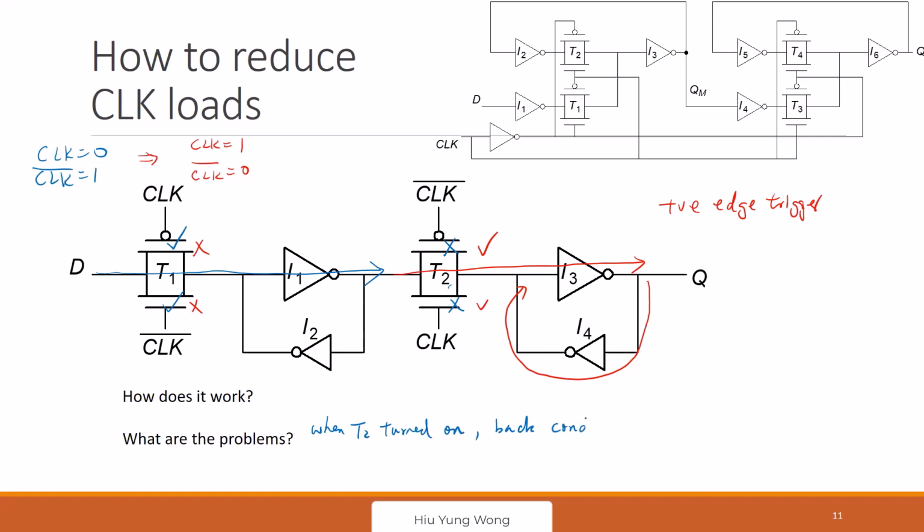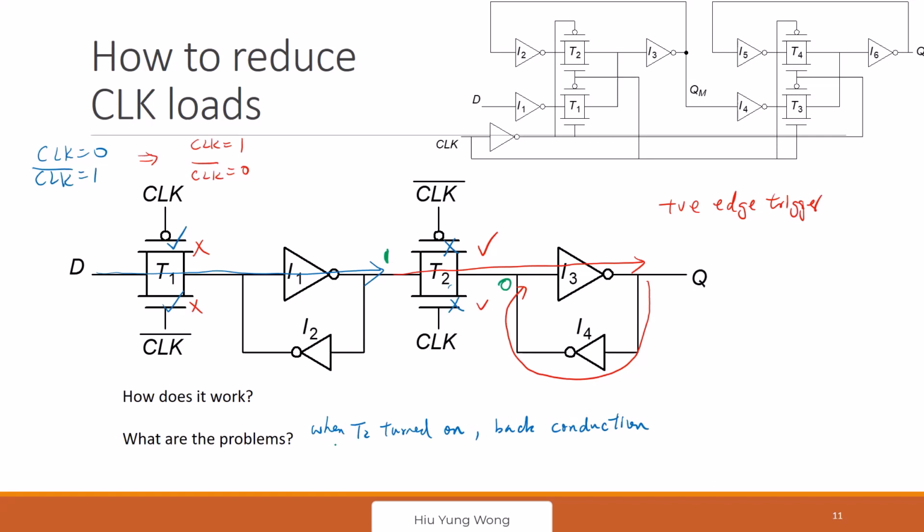Or just called back conduction, because there's no buffer. Think about this. When T2 is turned on, you might try to write 1 here, but it might originally store 0. You try to write 1 into 0. But when you turn on T2, then one side is 1, another is 0. So what will happen? Then what should be the answer?